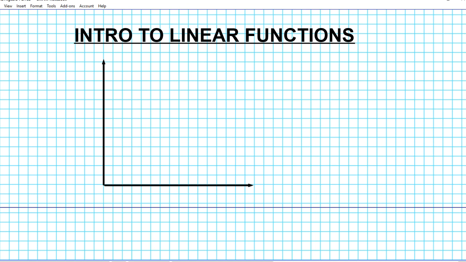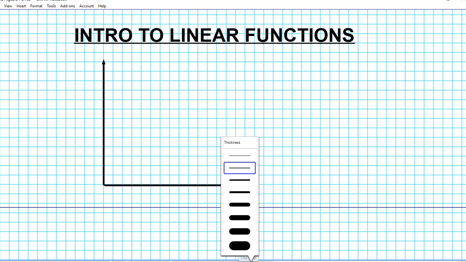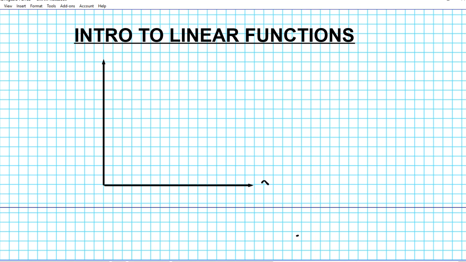So we have the x and y axis. This is the x axis and this is the y axis. And in the x axis, we're going to be going by 1, 2, 3, 4. This is in hours. Okay, the time is measured in hours.